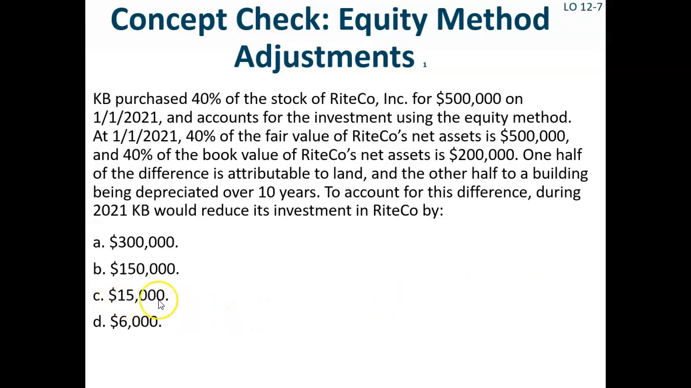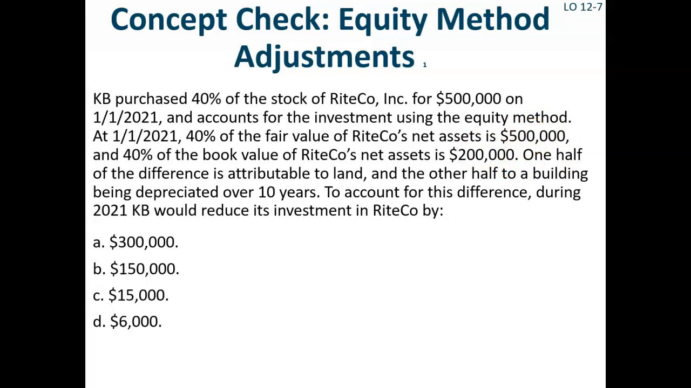The correct answer is C, $15,000, calculated as follows. 40% of Rightco's fair value in its net assets is $500,000. 40% of the book value of Rightco's net assets is $200,000. The difference is $300,000.